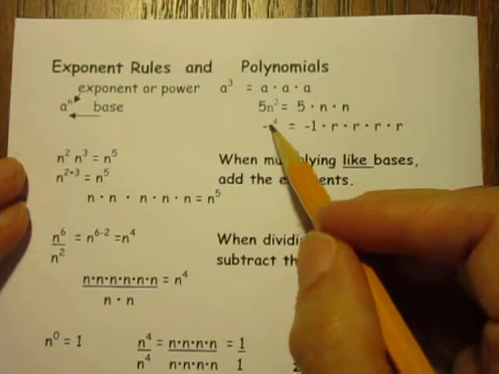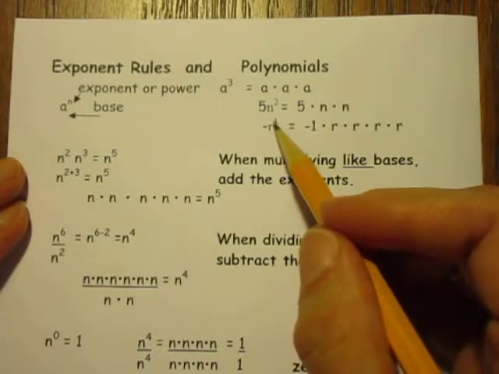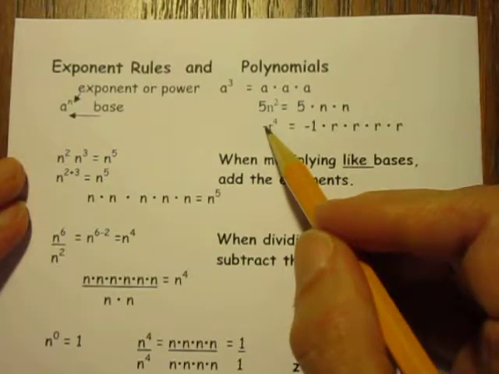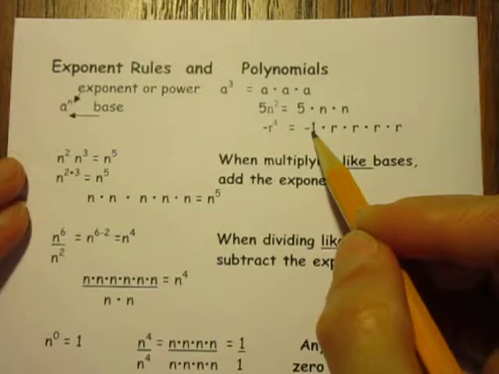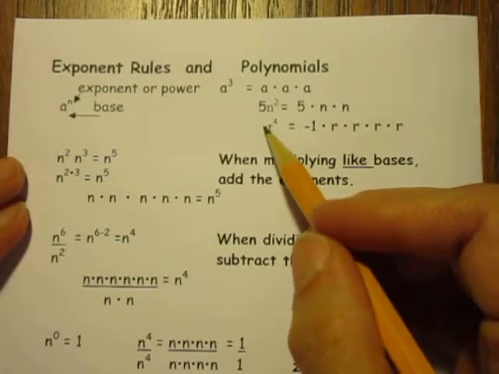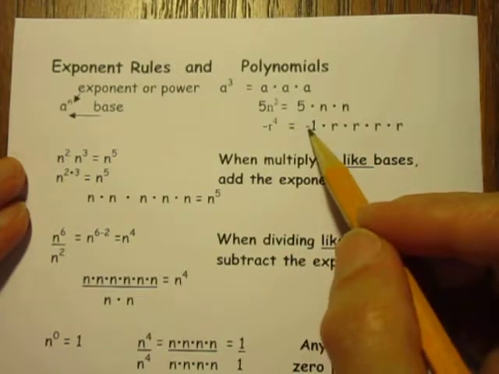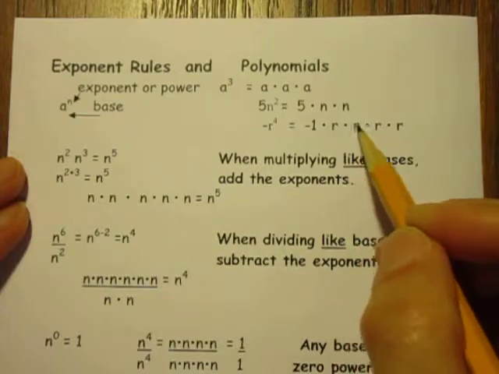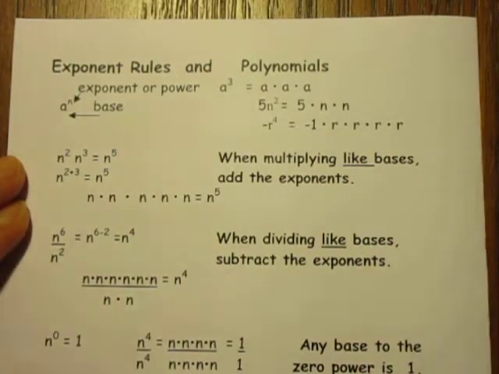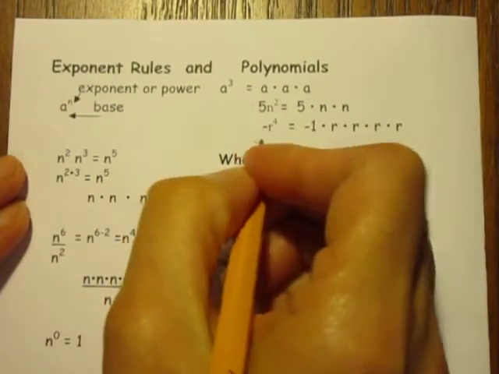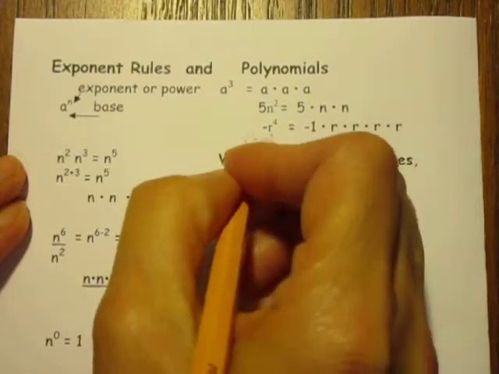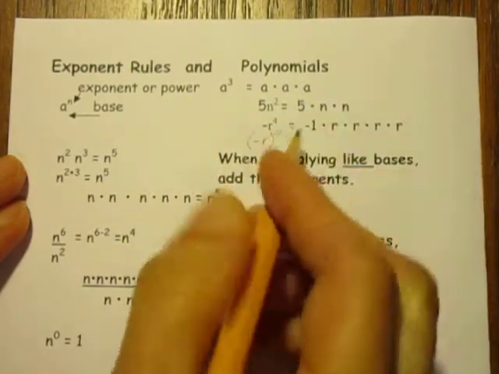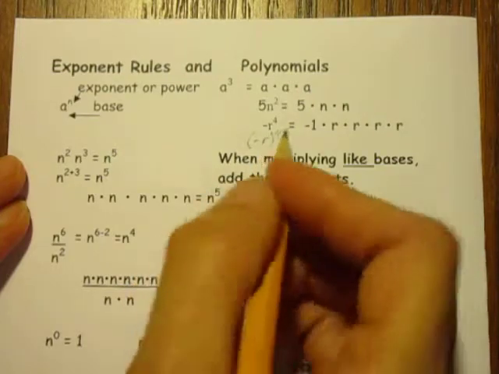Something like negative r to the fourth power. Now keep in mind that fourth power just applies to that r. The negative is like a coefficient of 1. So negative r to the fourth power is actually equal to negative 1 times r times r times r times r. And I need to show you how that's different from negative r in parentheses to the fourth power. That means that whole thing to the fourth power.